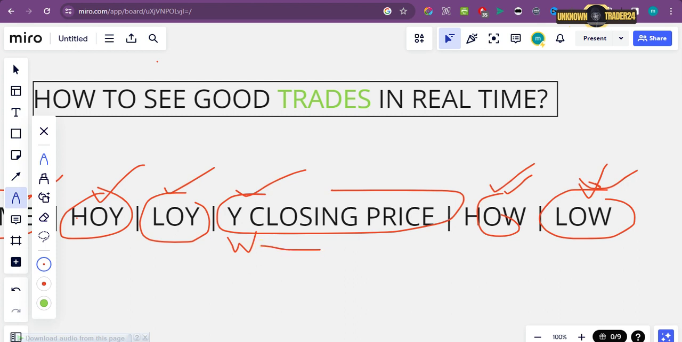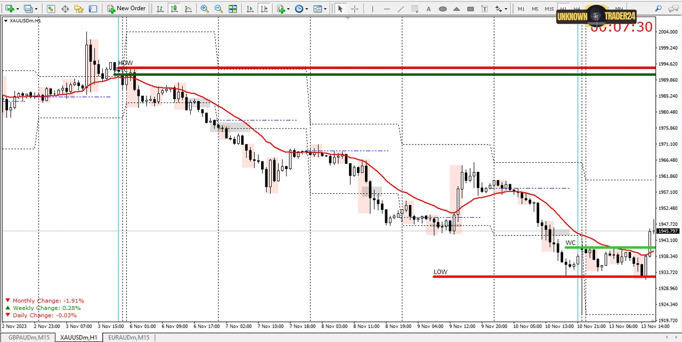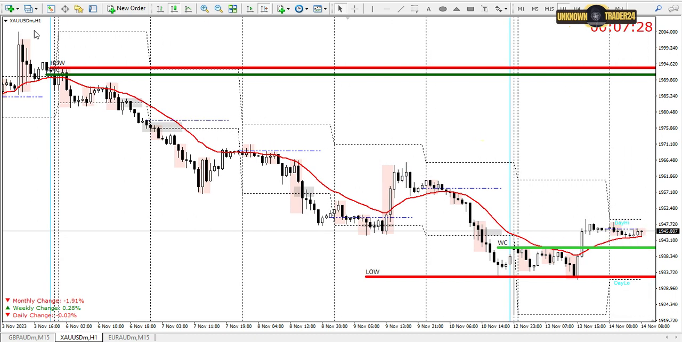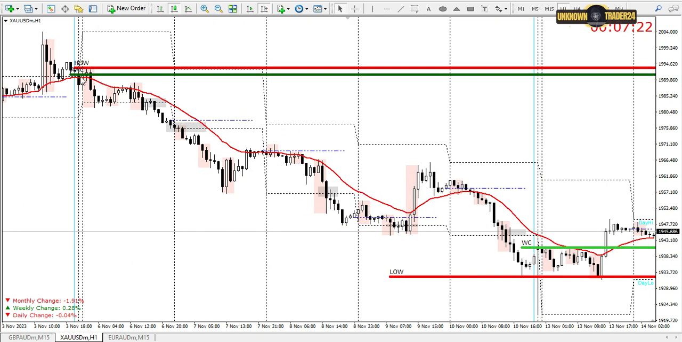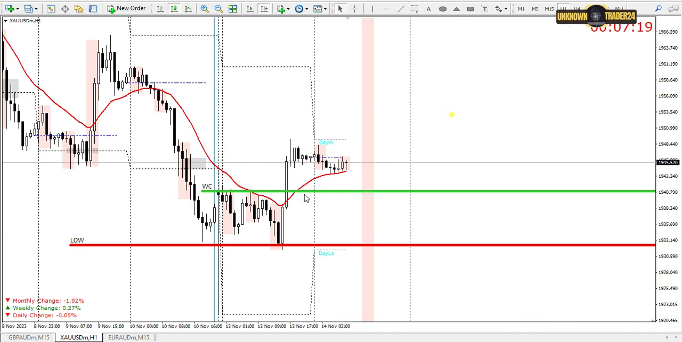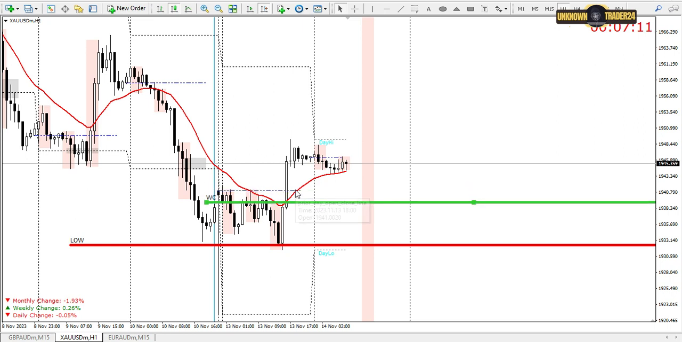Let's go to our chart so that we can go a little bit deeper into that. We mark out the high of the week, we mark out the low of the week, we mark out the previous week's closing price, and we also mark out this week's closing price. How do you see this week's closing price? Obviously you will see it by this dotted blue line. The indicator is free, it's in the description below. You can just download it.